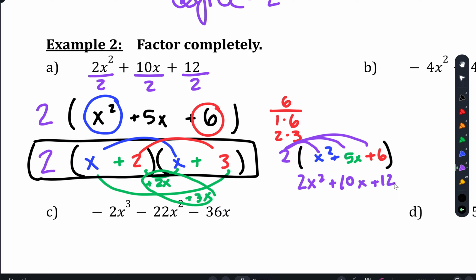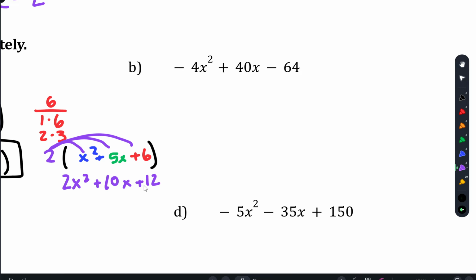It's a lot of steps. Any questions on that? Let's do it again. Is there a GCF here? What is it? Cody says 4. I like 4.